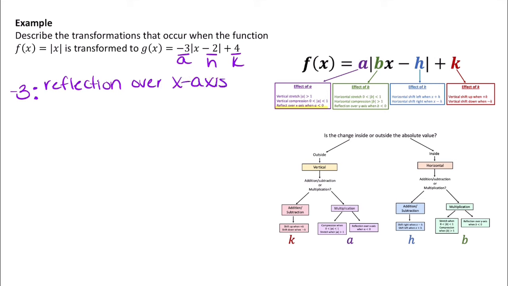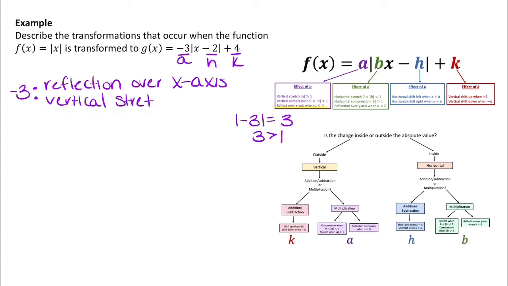And then now we need to think about the effect of negative 3, right? So we need to think about stretch or compression. But remember, we're going to look at the absolute value of negative 3. The absolute value of negative 3 is 3. And 3 is greater than 1. So this is going to be a vertical stretch, okay?